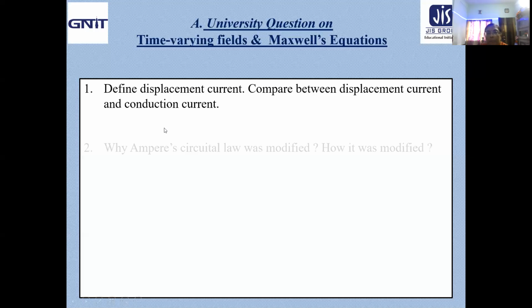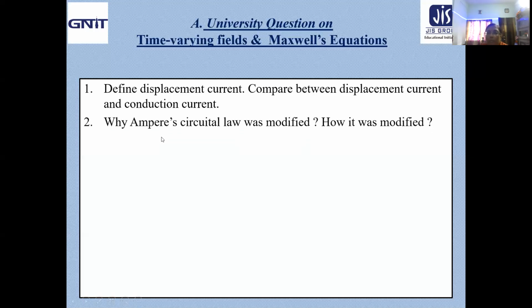Now next question: why was Ampere's circuital law modified? Actually, the original Ampere's circuital law was del cross B equal to mu naught J, where J equal to sigma into E. That means no time variation part was included. Not only that, Ampere's circuital law in the original form was not consistent with the equation of continuity, the conservation of charge basically. So it requires modification.